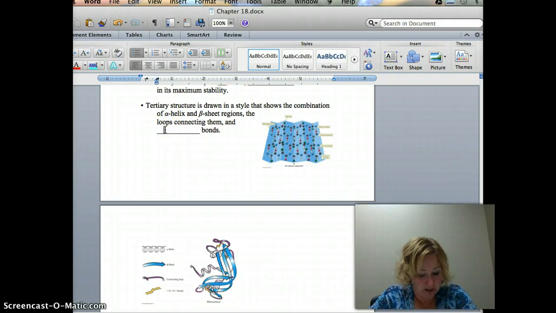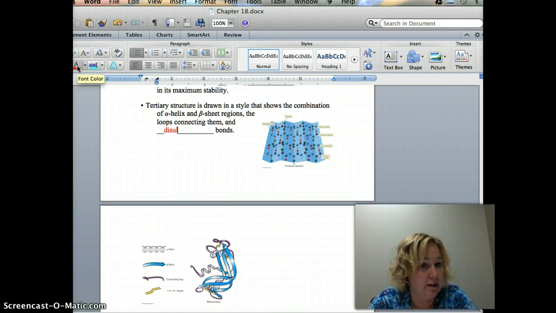And this is mostly the disulfide bonds. The disulfide bonds are really important here. They're going to move things together.